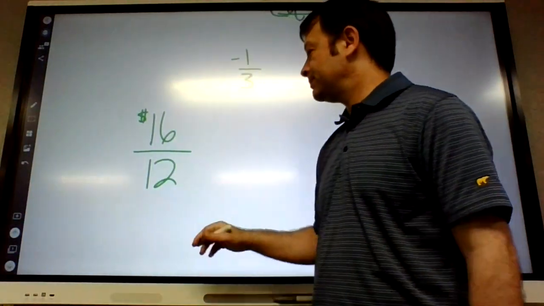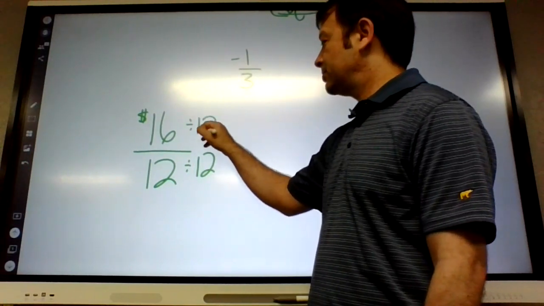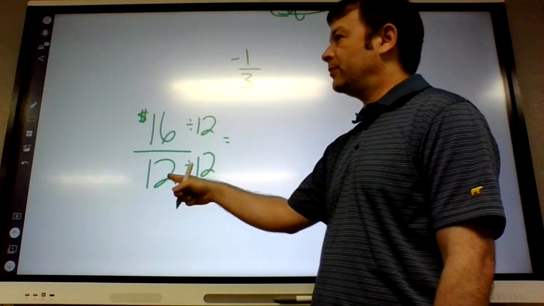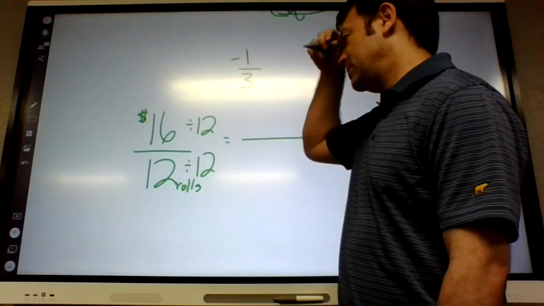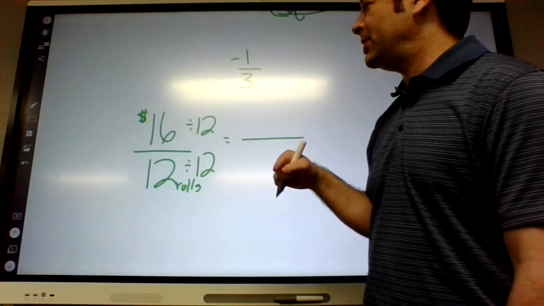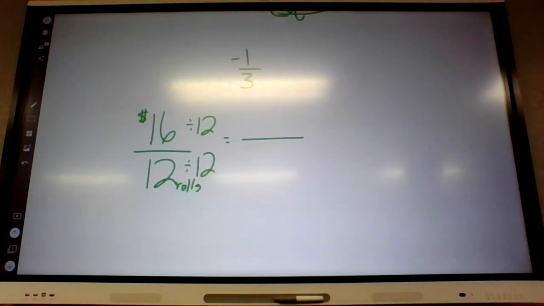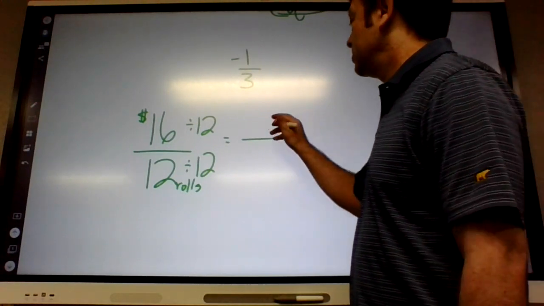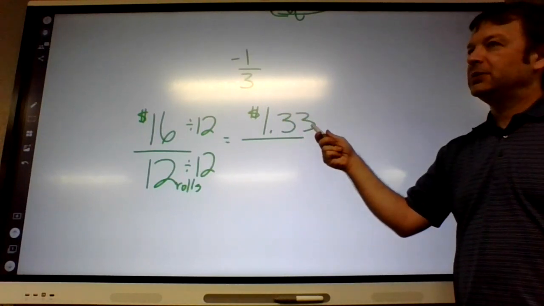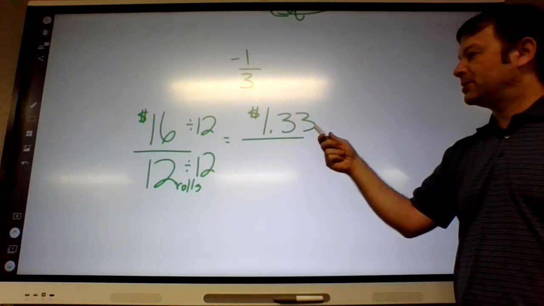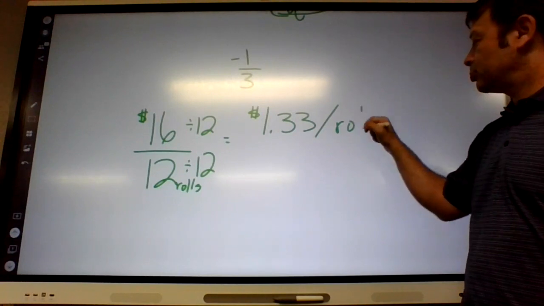So what do we need to do? Divide by 12. We want the 12 rolls to turn into one roll. 16 divided by 12 does not come out pretty, but we're talking about money, so we don't really want a fraction here. What's 16 divided by 12? 1.3333 repeating, so what should I put if we're talking about money? Money goes to the hundredths place, the 1 cent place, right? So it's $1.33 per, what's the rule? Roll.